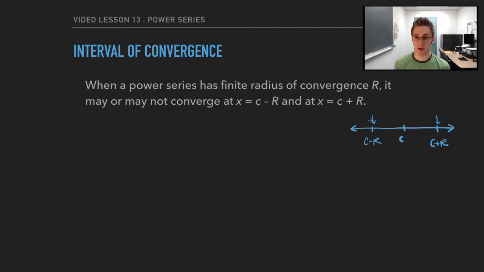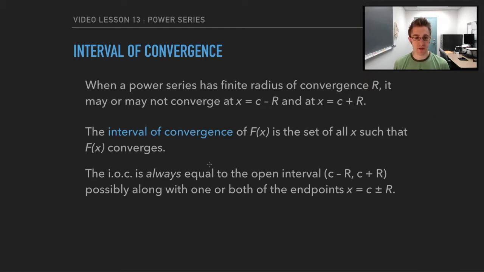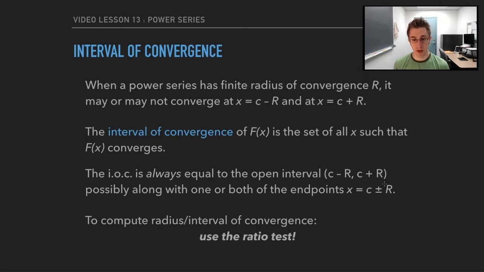So if I can find out whether or not the series converges here and here, I can put all this information into an interval, meaning it's just the set of points where the series converges. So that's called the interval of convergence. And like I said, it's always this open interval plus possibly one of these two endpoints. So the way you find the interval of convergence is first you compute the radius of convergence, and then you need to check these endpoints to find the interval. Okay, so we're going to do two examples of this right now, but the idea is you always use the ratio test, almost always.